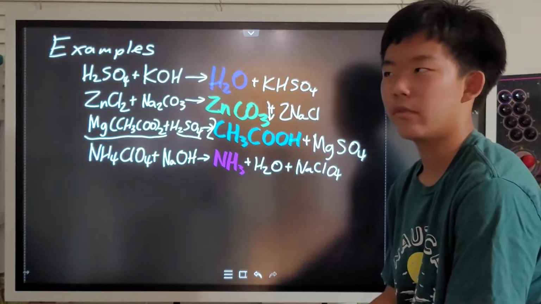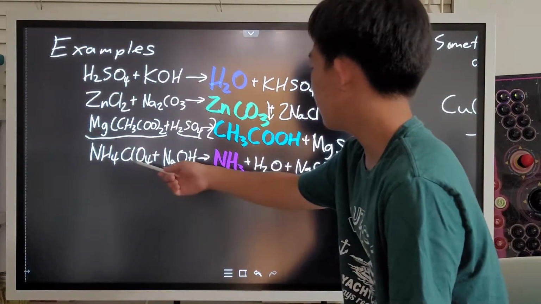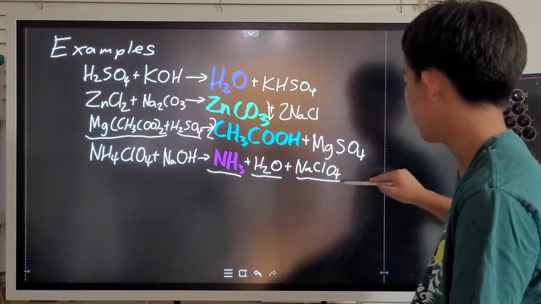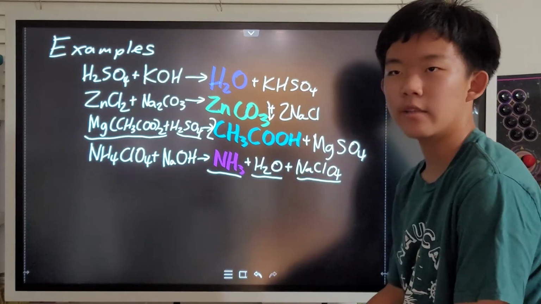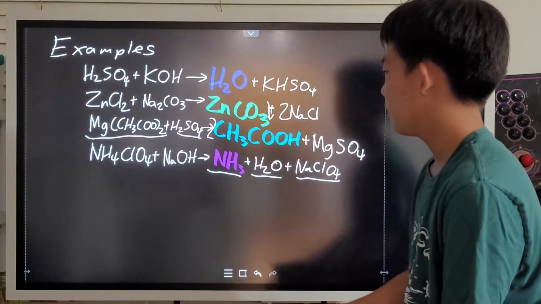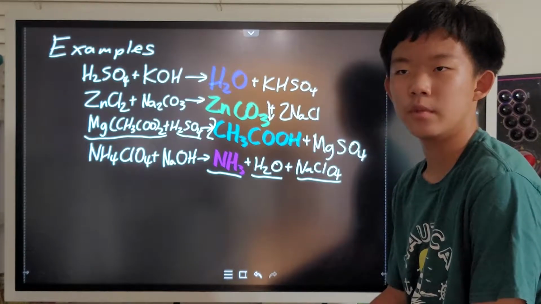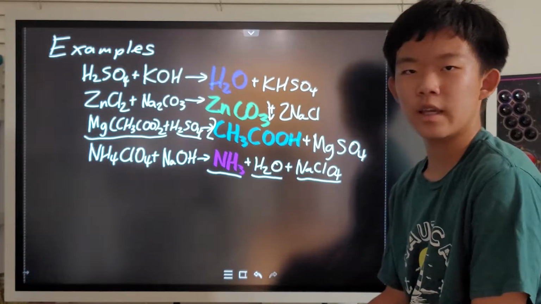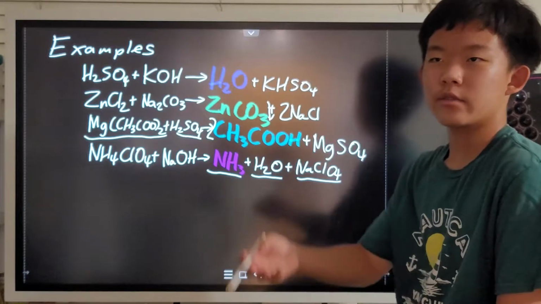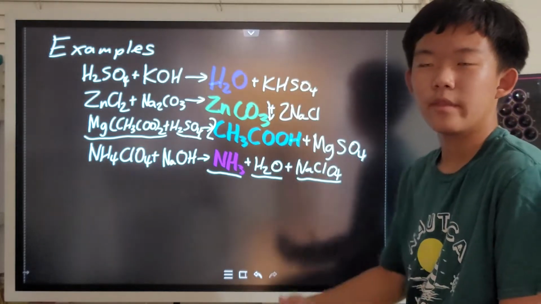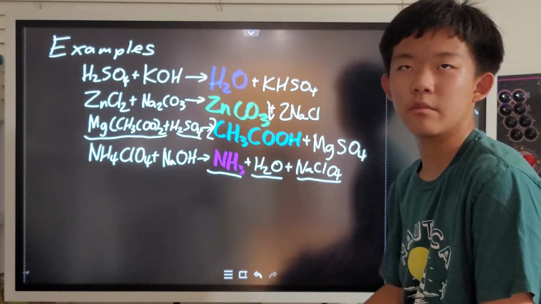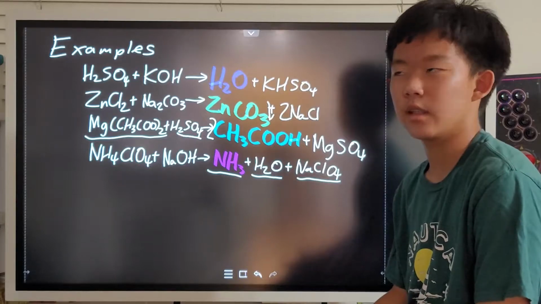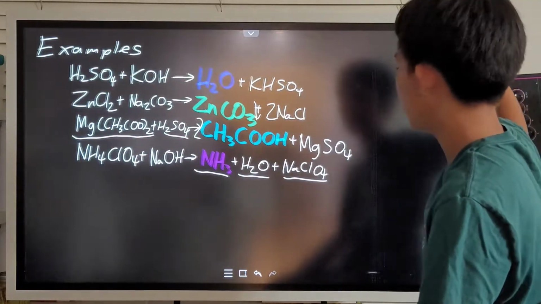And lastly, the formation of gas. Here I have ammonium perchlorate reacting with sodium hydroxide to produce ammonia gas, water, and sodium perchlorate. Now an added driving force is the formation of water, but the ammonia gas itself will be more than enough to drive the reaction to completion. This is because if a gas is produced in the reaction, then the gas will just get out of the container, and because of that, the reaction will keep trying to replenish more of the gas. And then it will eventually consume all the reactants, and we'll be left with their products: water, sodium perchlorate, and ammonia.